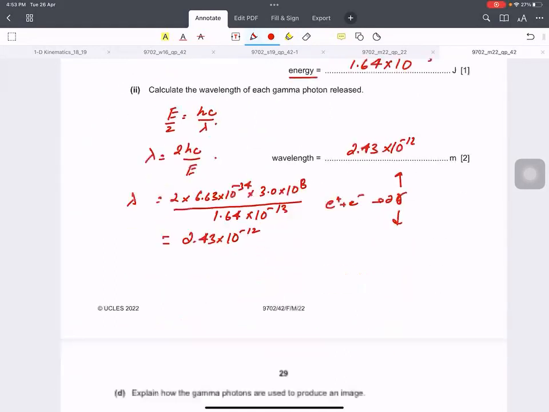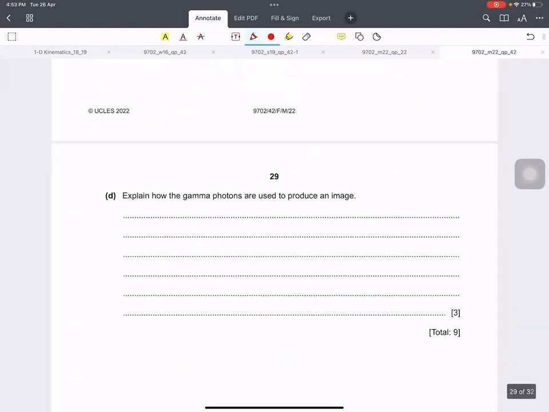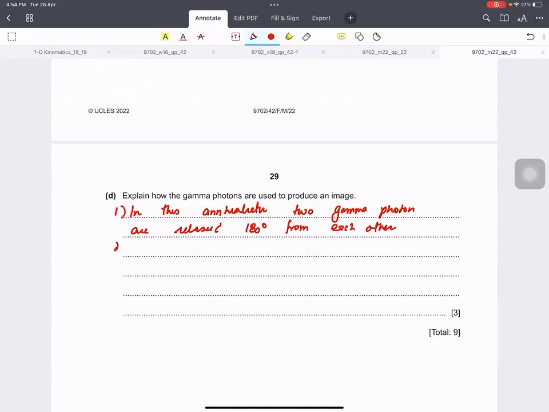Now, explain how the gamma photons are used to produce an image. I had made you write this; you will go to the last section and find it written. So what you do: in this annihilation, 2 gamma photons are released 180 degrees from each other. That's one point. The second point, you have to write 3 minimum.